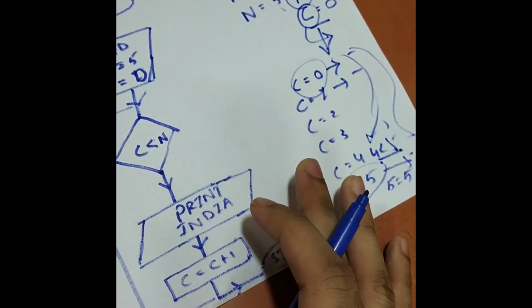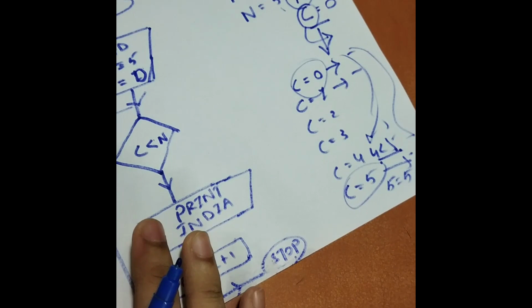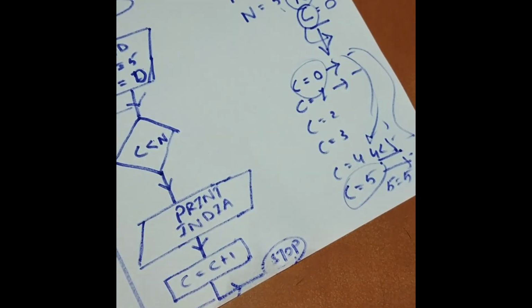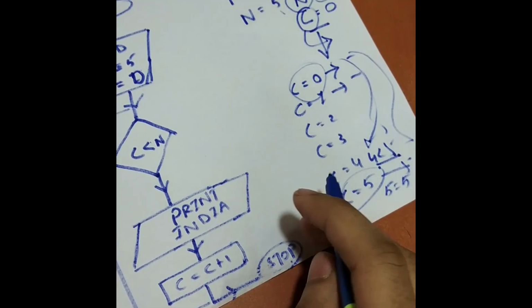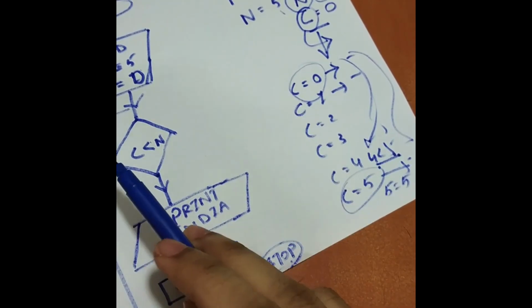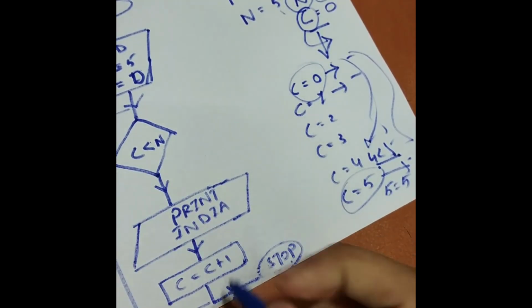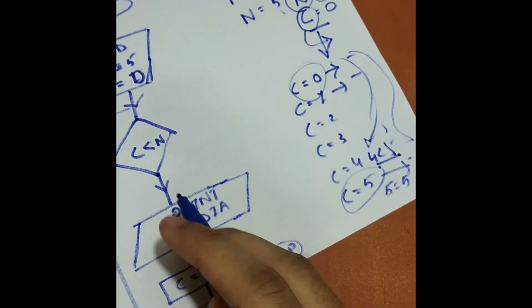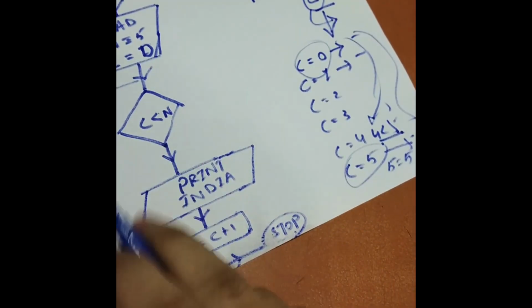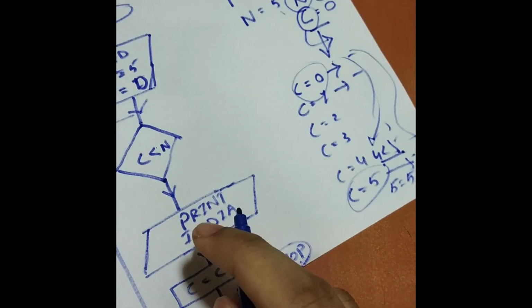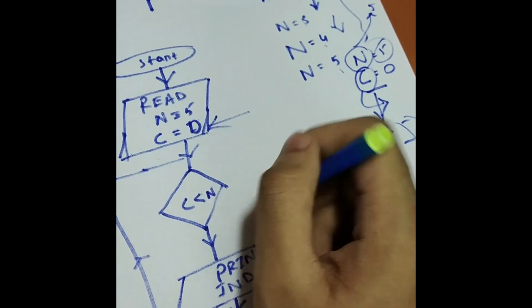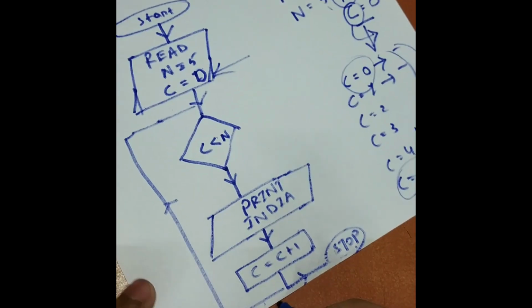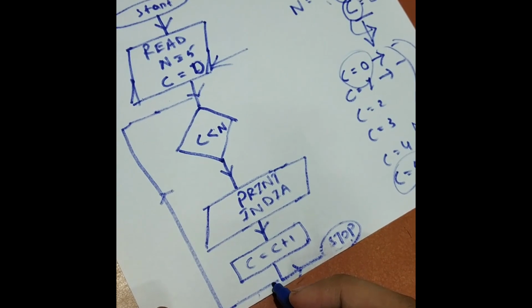So what is this thing? This C, as I've told, will increment each time India is printed, right? So what is this flowchart actually doing? Firstly, C equals 0, as I have initialized. It goes inside the loop, and this whole square thing that you can see I have joined, right?